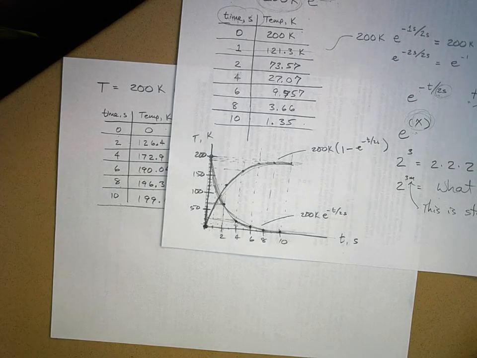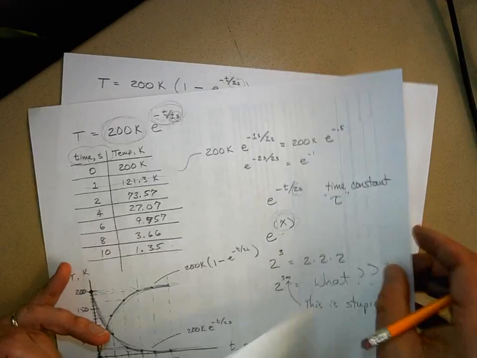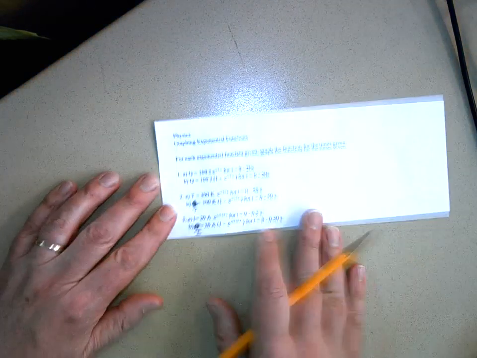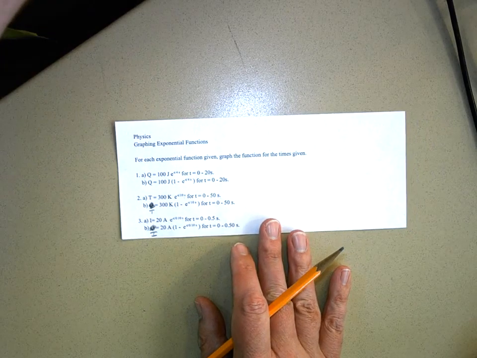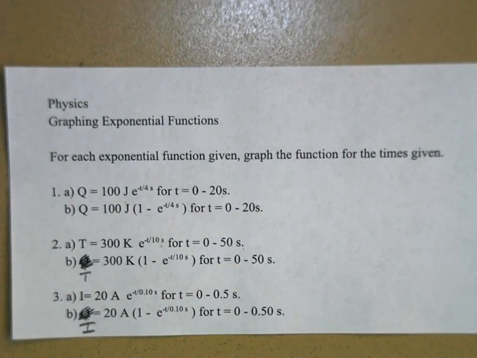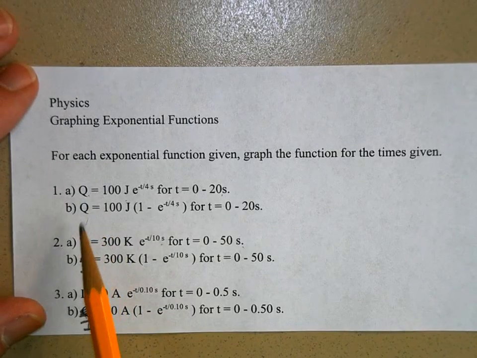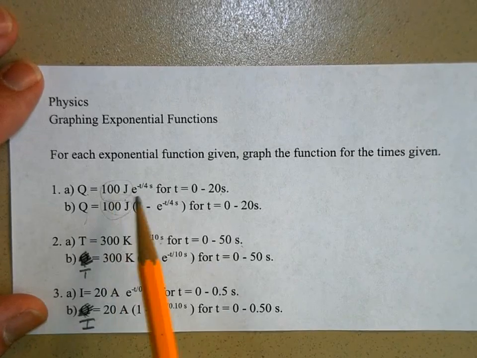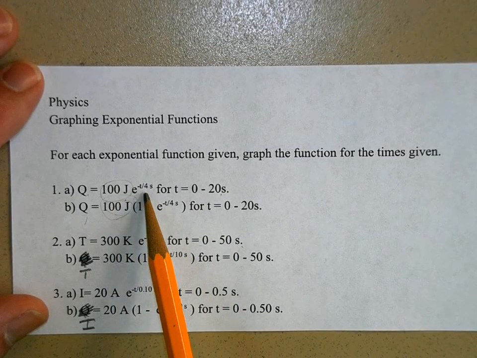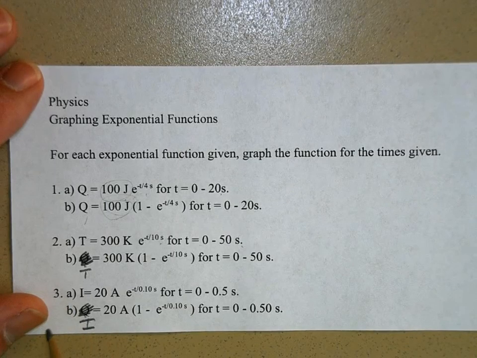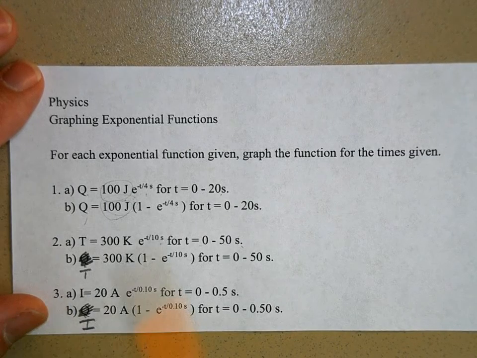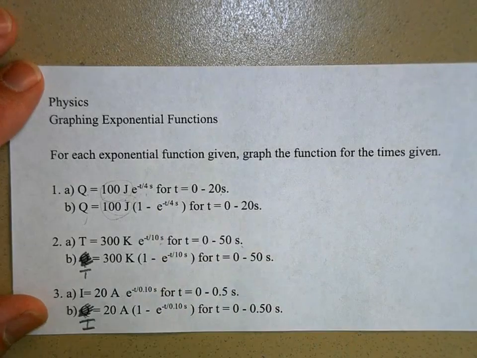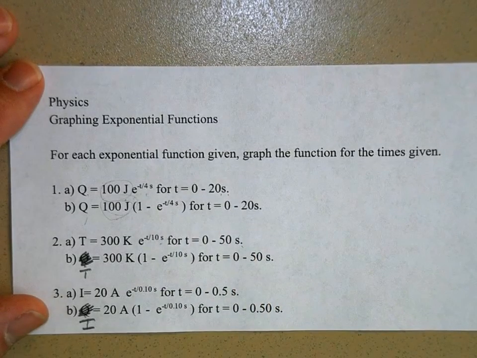So here is your homework. Sorry it's homework because so much class time got used up today by other stuff. But I'm going to pass this out in a minute. Now look at this. Q, that stands for heat, equals 100 joules. But this one is e to the negative t over 4 seconds. So what's my time constant? This is my time constant, 4 seconds. So you're going to go in multiples of 4 all the way out to 20 seconds, 0 to 20 seconds.